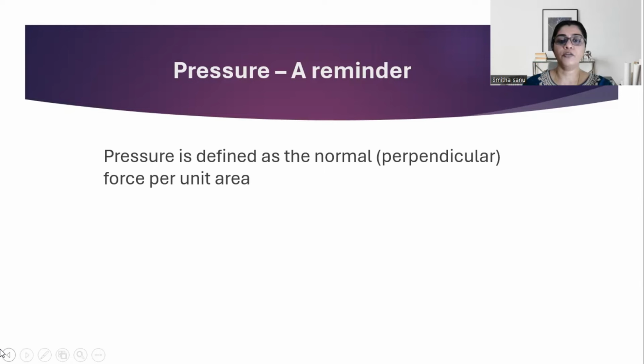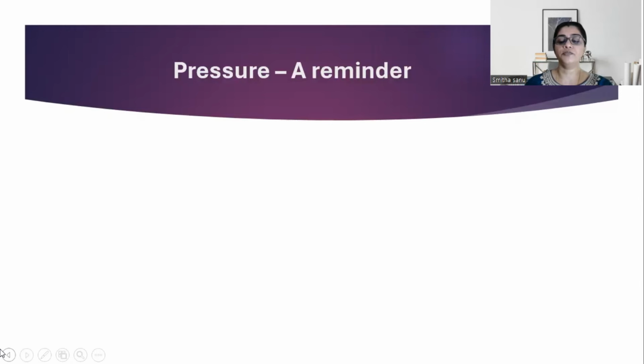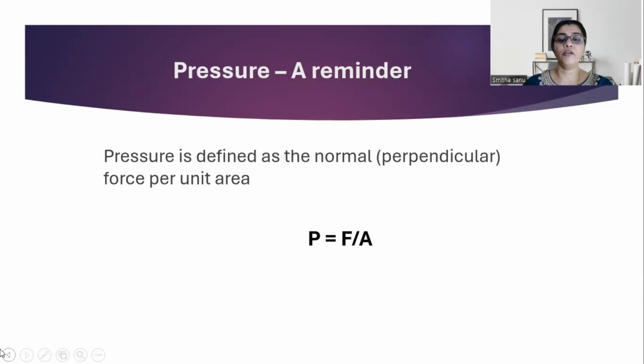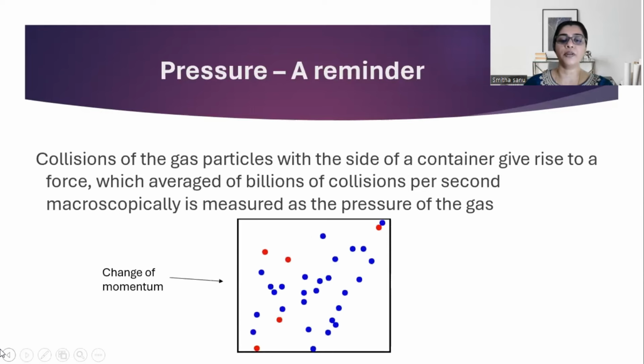What is gas pressure, or what is pressure? Pressure, as we know, is defined as force applied per unit area of any object. When you apply a force perpendicular to the area of cross-section, then that force applied in that area is called pressure, which is measured in pascals or newton per meter square.